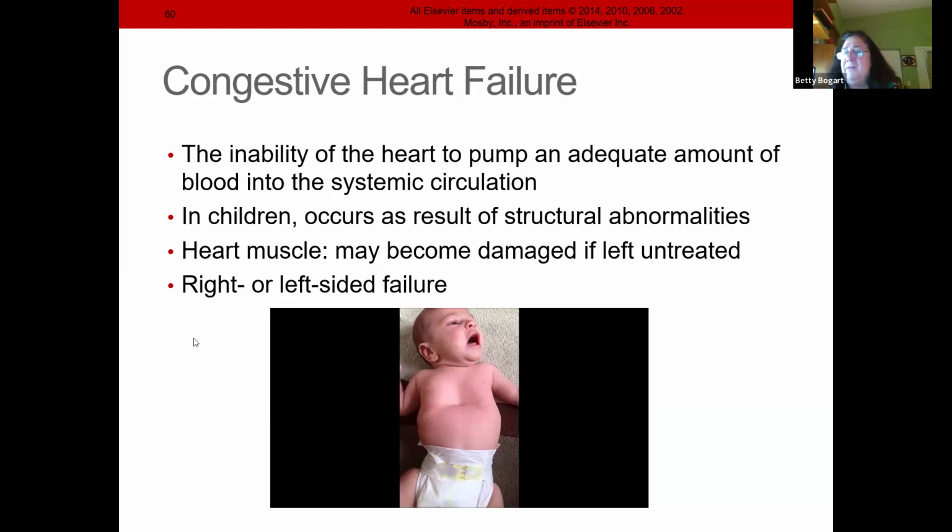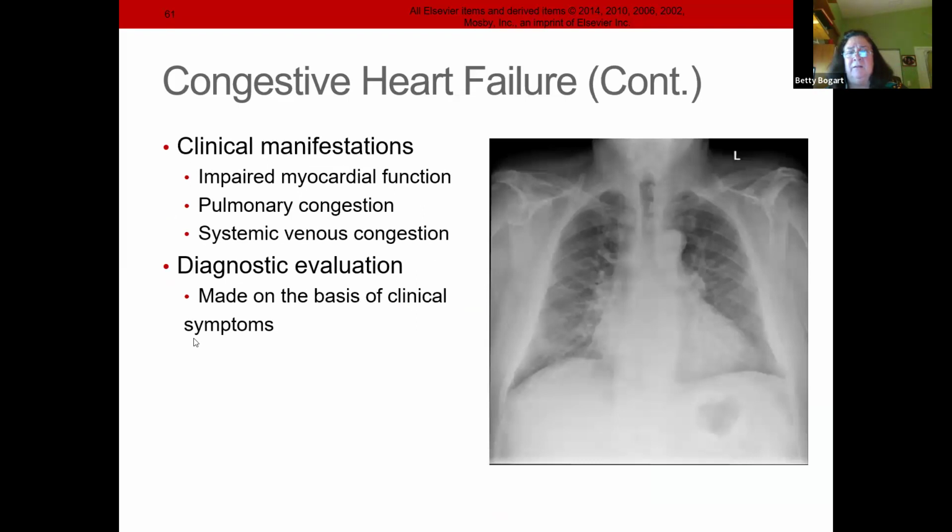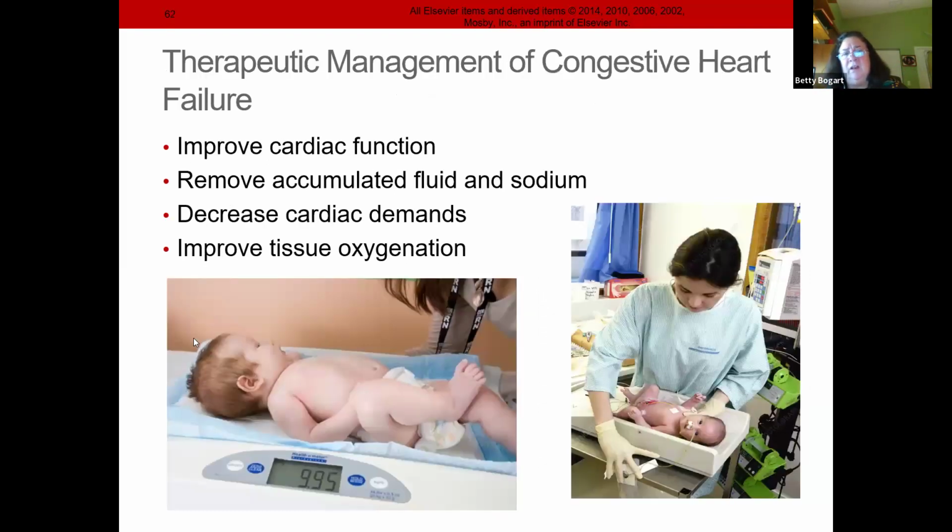The heart's not beating well. Blood's not going to the kidneys. It's not being dumped out. They're not urinating. They're collecting fluids, weight gain. That's why every infant is weighed every day in the hospital. The lungs get all full of fluids and they can't breathe.